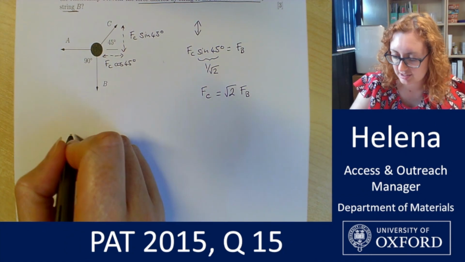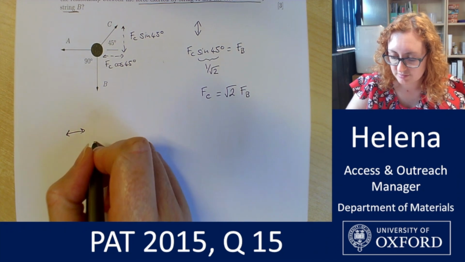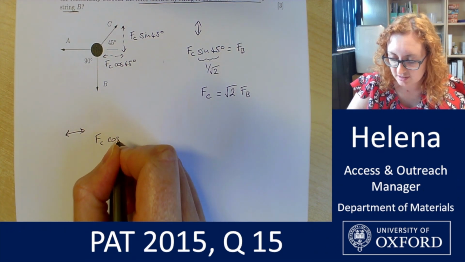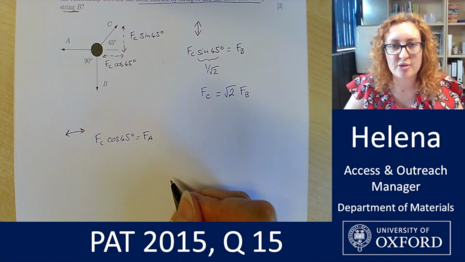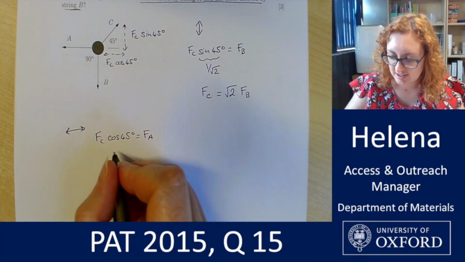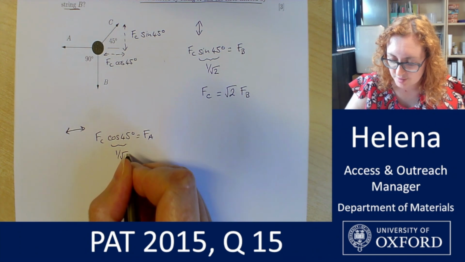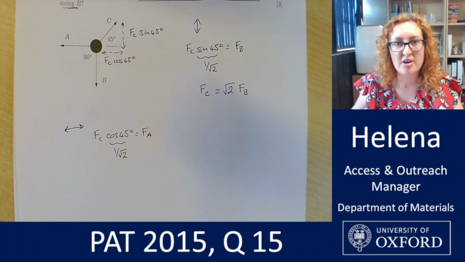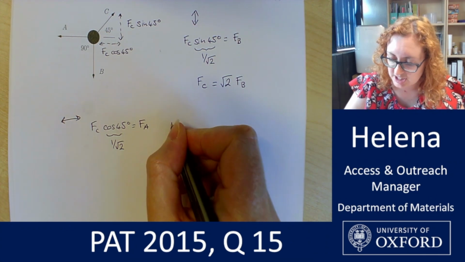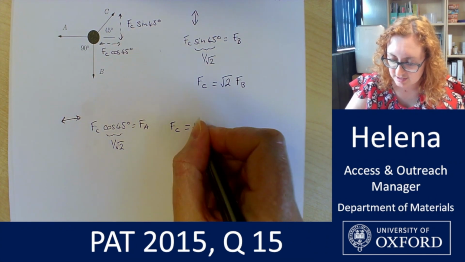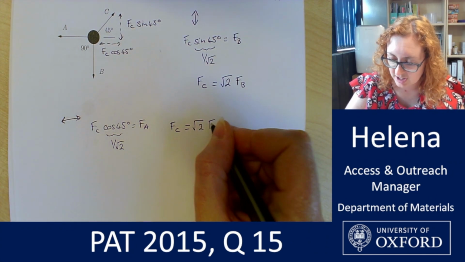Now, if we look at the horizontal, we have that Fc cos of 45 degrees this time is equal to Fa, so the force being exerted by string A. Again, another good one to remember, or you can check it on your calculator, but cos of 45 is also the same as sine of 45, which is 1 over root 2, which gives us an expression of Fc being root 2 times Fa.